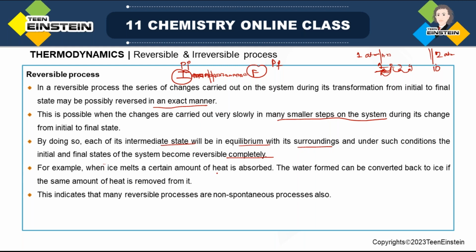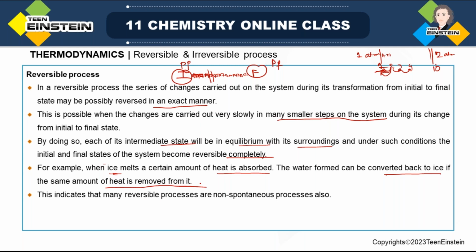So when ice melts, a certain amount of heat is absorbed. You are providing heat, the ice is melting, and it is converted to liquid water. Now the water that you have obtained from ice, you can convert back to ice, provided you extract the same amount of heat from the liquid water. By moving along the same path, you can also go back to the initial state, which is ice. Fine. Though we are saying so, it is also true that when you provide heat and ice is converted to water, the reverse process is basically not spontaneous.